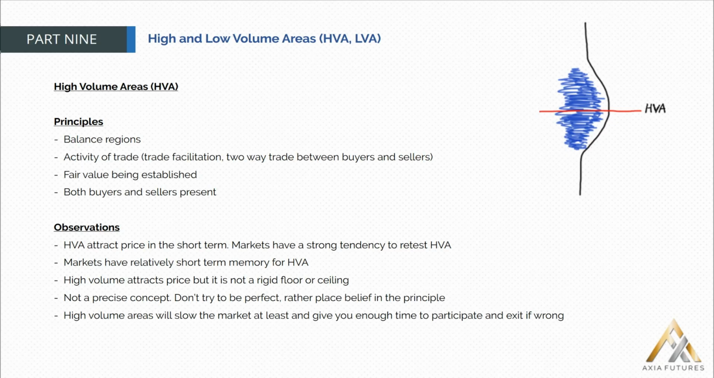sellers. So remember, it's all good and well seeing a high volume area on a chart, but what does it actually mean? Well, in essence, it means buyers and sellers are accepting a series of prices until new information comes into the market. So fair value is being established by buyers and sellers, and more importantly, we have both buyers and sellers present.